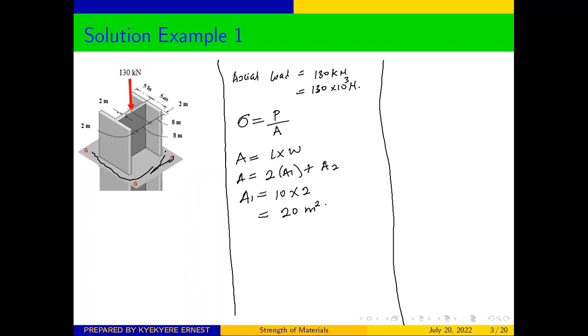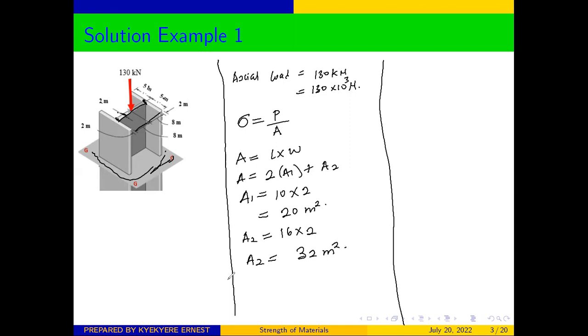And for A2, the thickness from the diagram is 2. We want to calculate the area A2. The length is from this point here to this point here. From this point to that point is 8, and from this point to that point is also 8. Therefore, the length from this side to that side is going to be 16. So we have 16 times the thickness, which is 2 meters. Therefore, we have 16 times 2, so A2 will be equal to 32 meter squared.